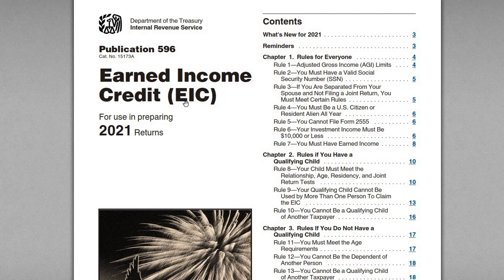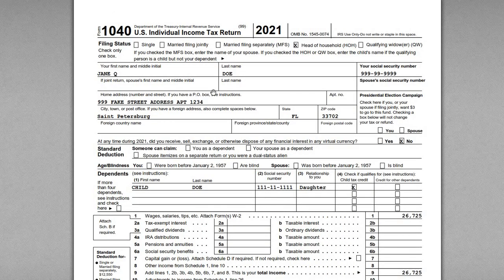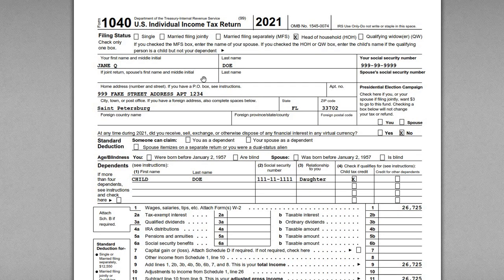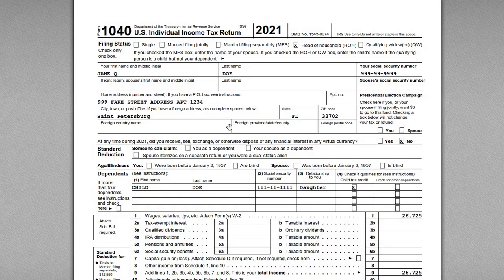So we've got the publication 596. This covers information surrounding the earned income credit, who's eligible, how many kids do you need, how to use the tax tables. So you're going to need this in front of you to actually look at the tax table to see how much of a credit you can get. I've also got a sample tax return in front of us. We'll look through this. This is for our fake taxpayer here, Jane Doe, and her one daughter here, Child Doe. So we'll go through that as well.